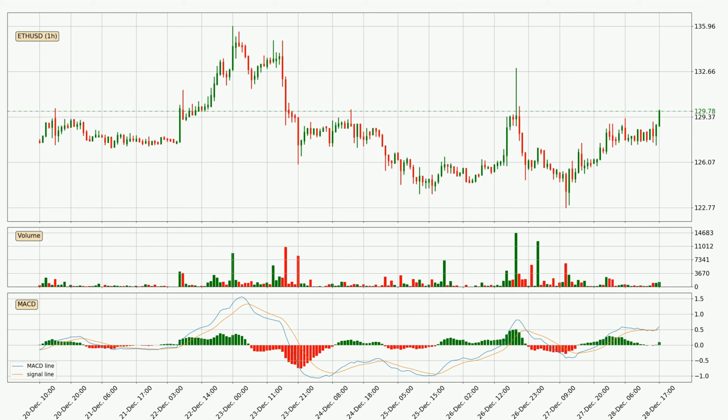When we now look at the current hourly MACD, seeing as the MACD line is above the signal line, it means that the trend is currently on the up. Looking at the MACD histogram, we can see that the momentum is strong at the moment, and we can expect the price to continue growing or maybe at least remaining the same for some time.